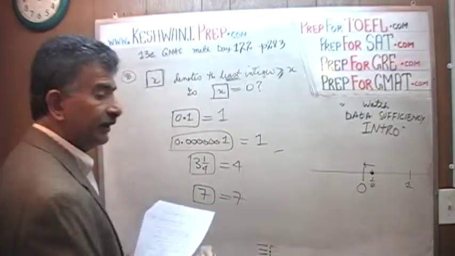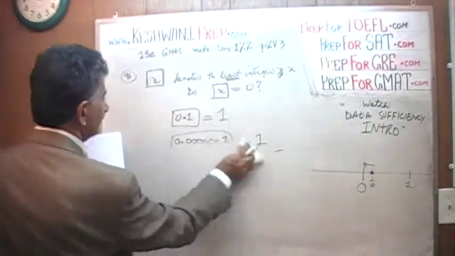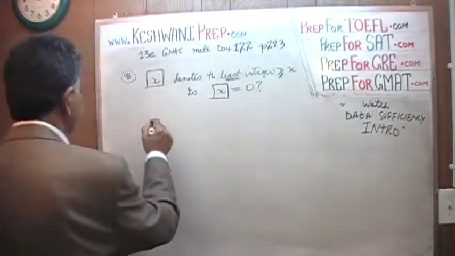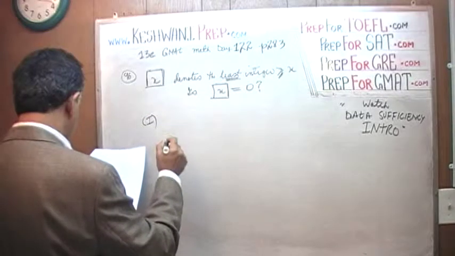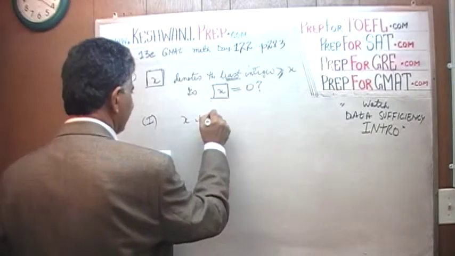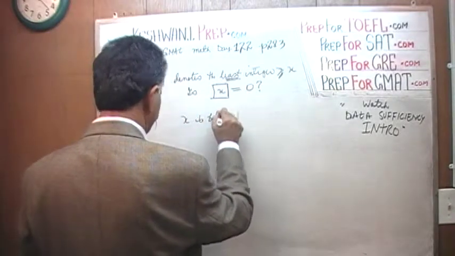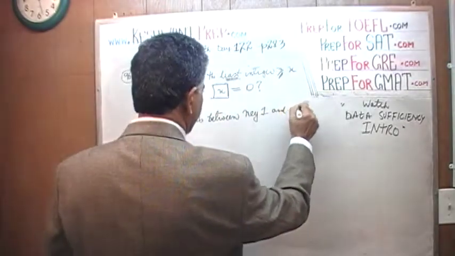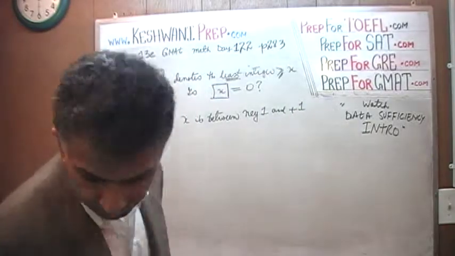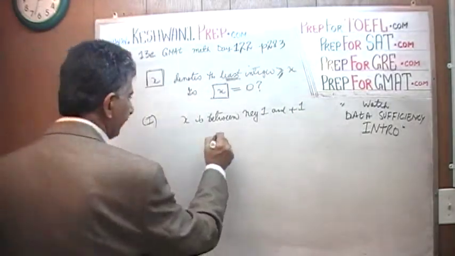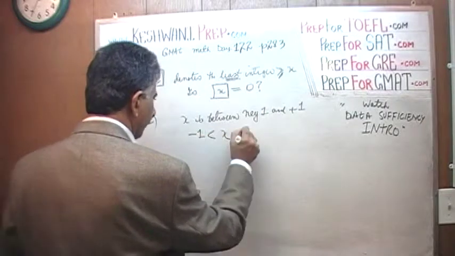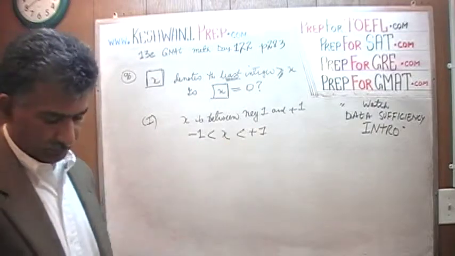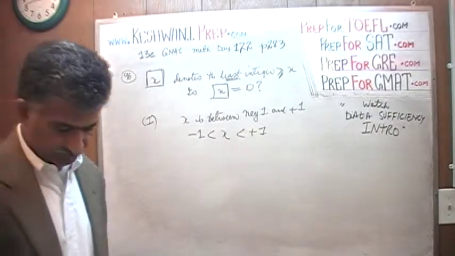Okay, let's do the problem. Let's see what they tell us in the first statement. In the first statement they tell us that x is between -1 and +1. No, they actually put it in symbols. X is between -1 and +1. It is greater than -1 but less than +1. It's between -1 and +1, as we just said.